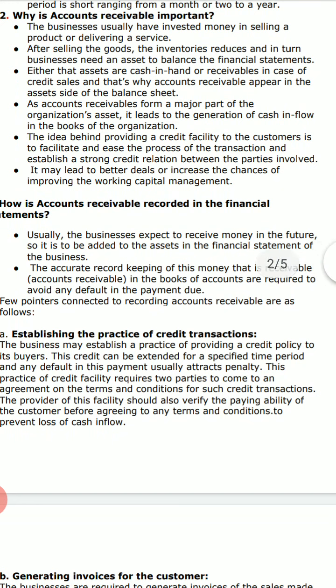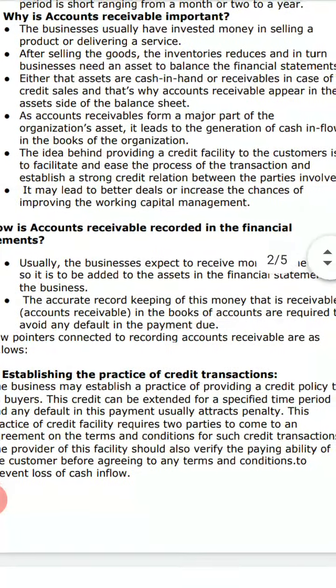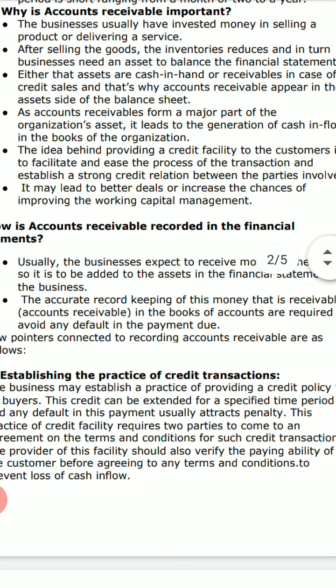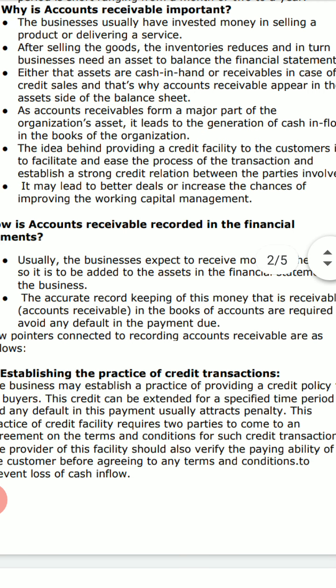So the next portion is why it is so important to have accounts receivable. That we will see in the objective portion: the business usually invests money in selling the products and delivering the goods. After selling the goods, the inventory reduces, and in turn the business needs an asset to balance this in the financial statement, right? So that asset is either cash in hand or receivables. Cash in hand you will receive after cash sales are done, right? And accounts receivable will occur when the selling is done on a credit basis.